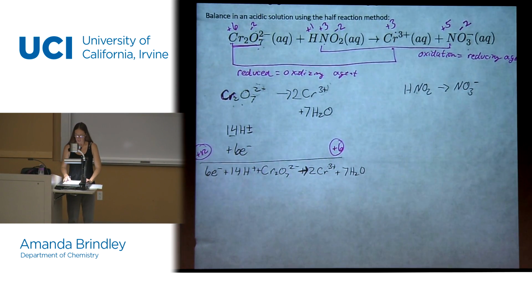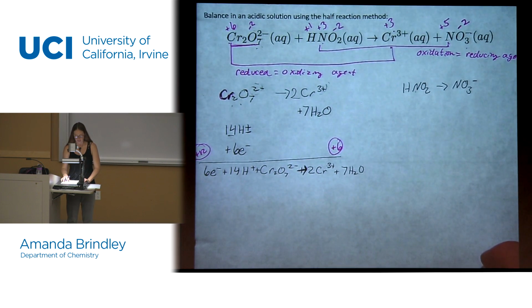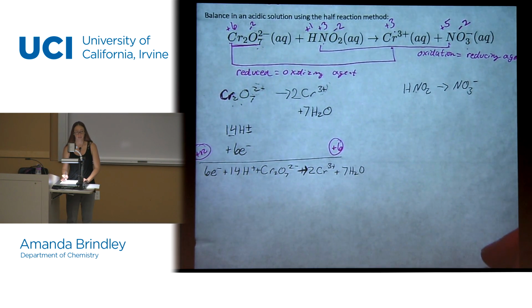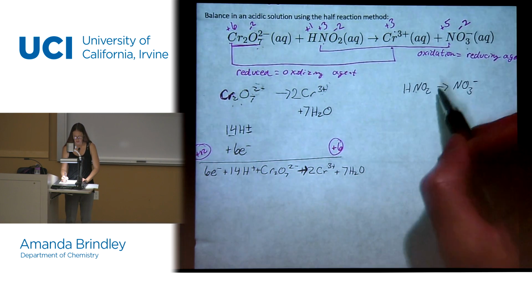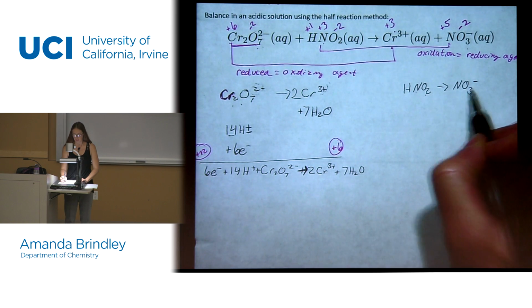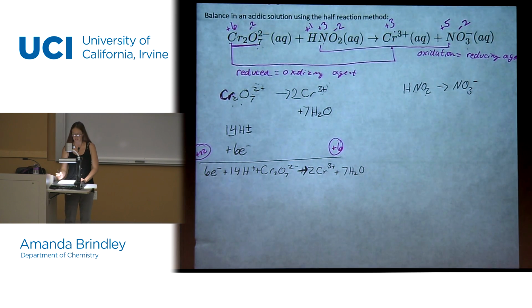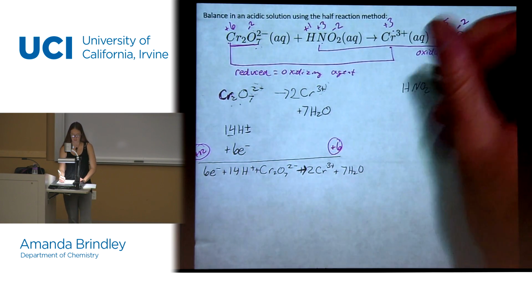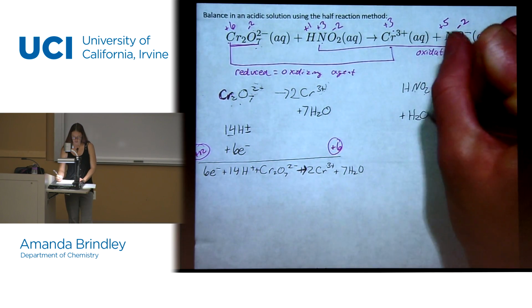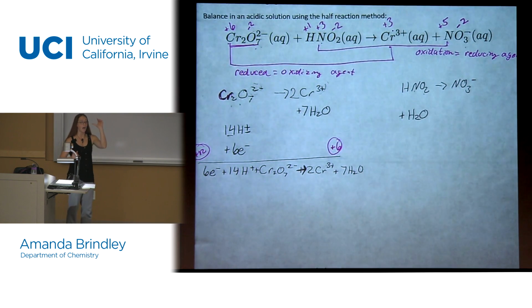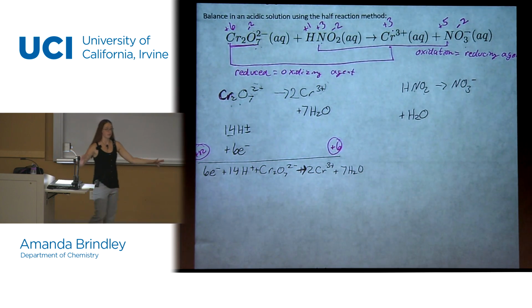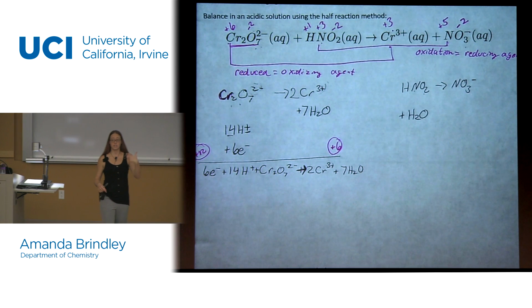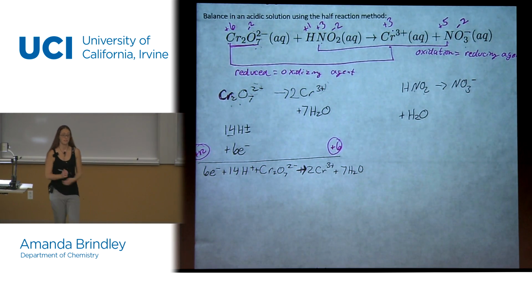Done. We balance our oxygens using water. So how many waters do I need to add? Just one to what side? So I have how many here? How many here? So one to which side? Reactants, right? Because I need to get it up to 3. Because I'm using it to balance my oxygens, not my hydrogens. I'll deal with my hydrogens in a second. The water is there for your oxygen balancing.